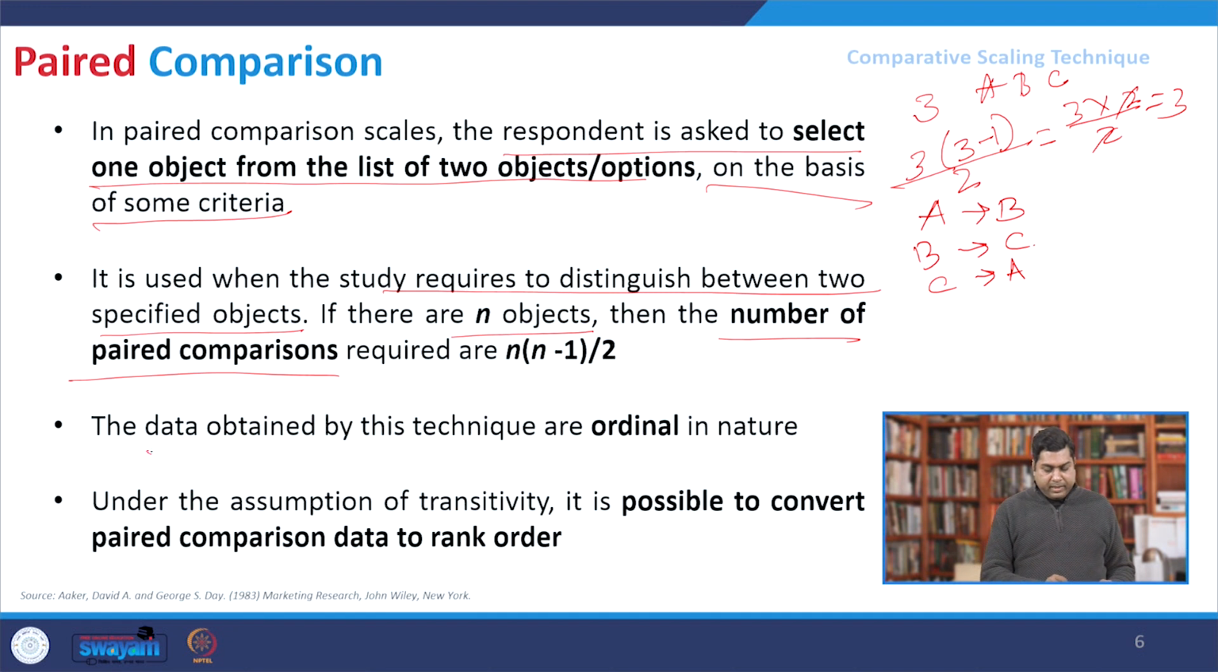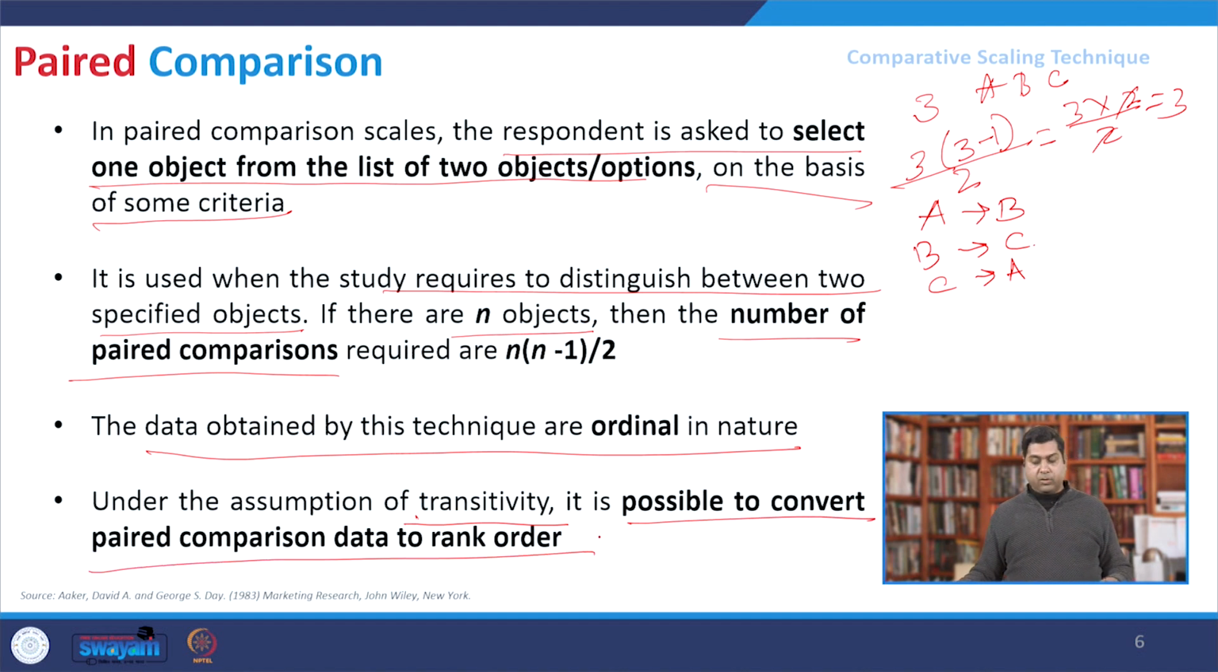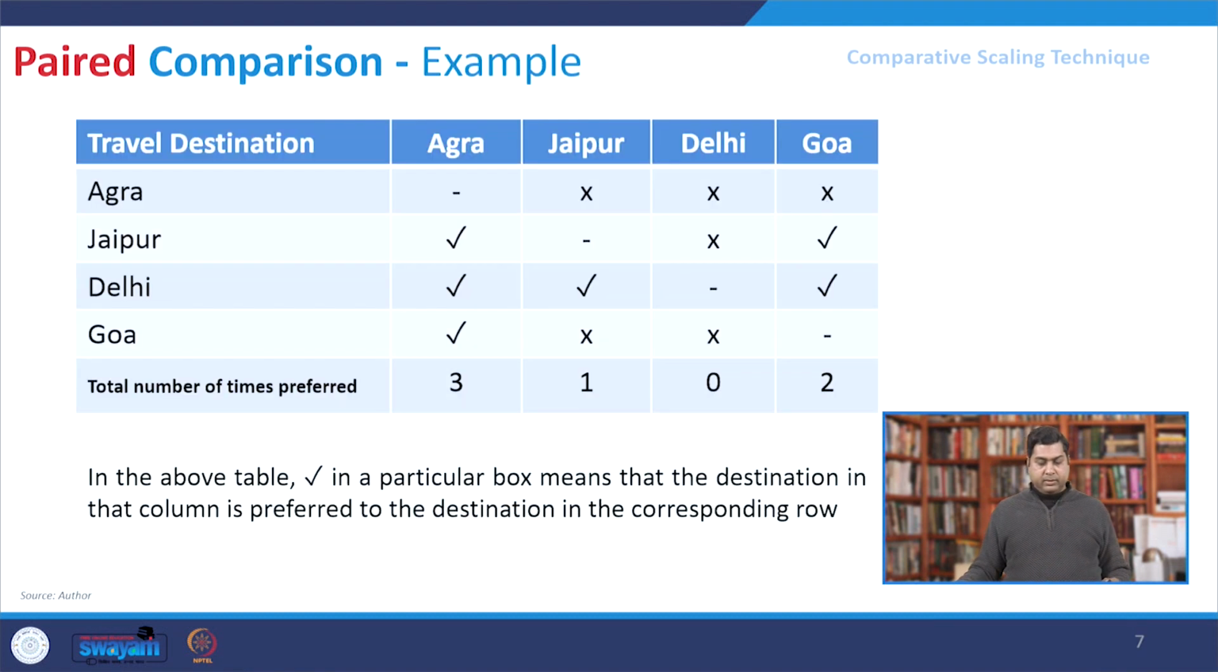The data obtained by this technique are ordinal in nature, definitely the order will be obtained. Under the assumption of transitivity, it is possible to convert the paired comparison to the rank order. Let us understand with this example. Here you have travel destinations: Agra, Jaipur, Delhi and Goa.